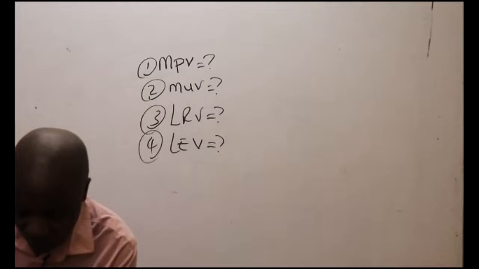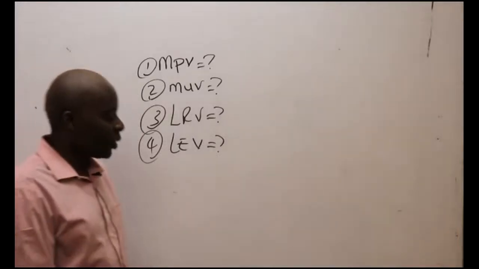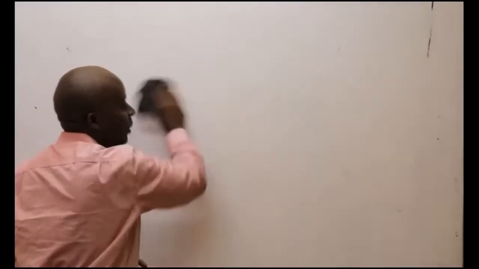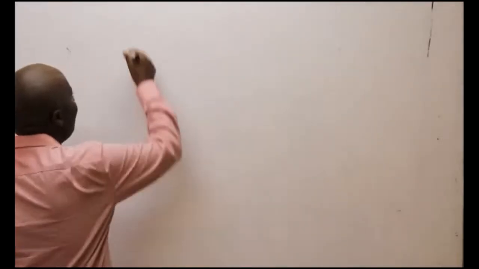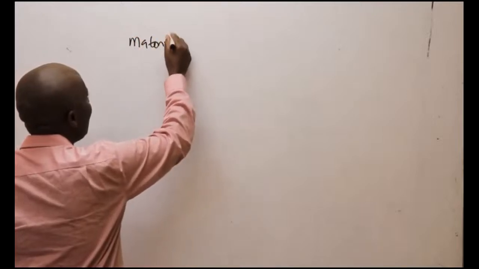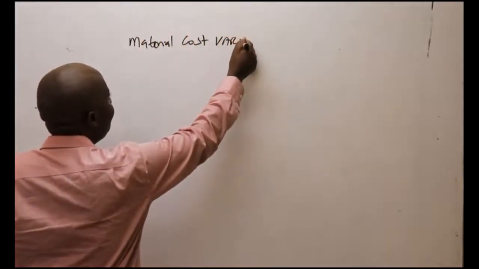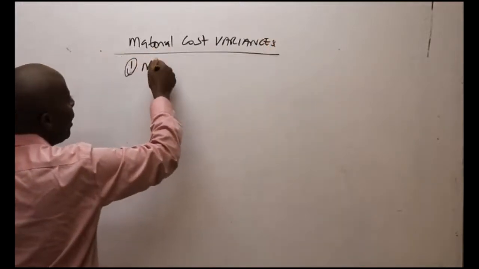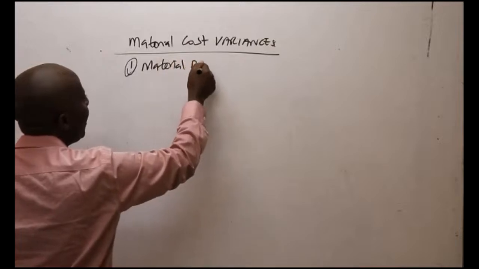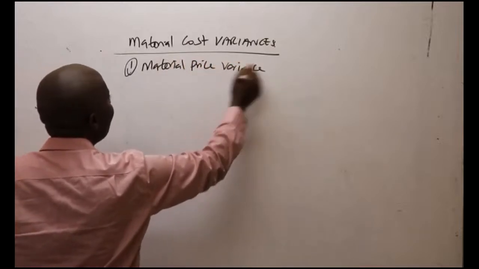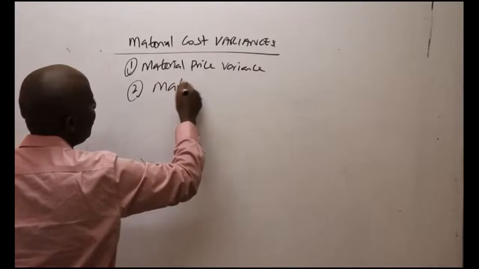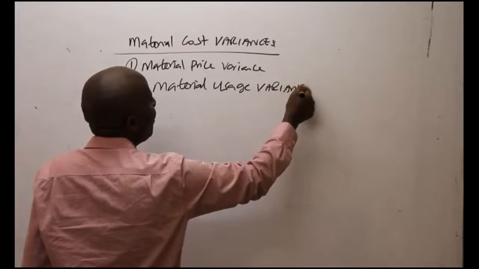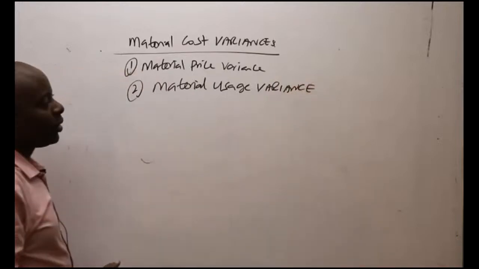Our first class where we were doing variances, so then that means that I need to start afresh with material price variance. I have to do this, material price variance. So right there, material cost variances. We have two of them. Number one, we have the material price variance. And then number two, we have the material usage variance.